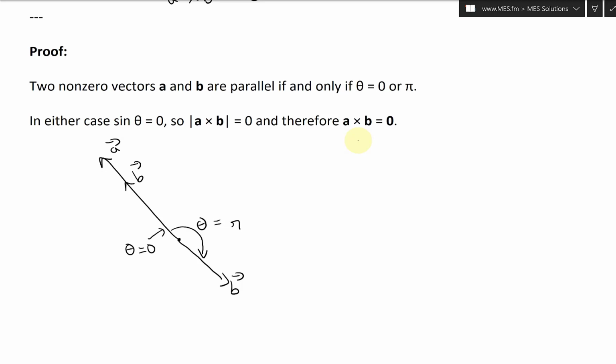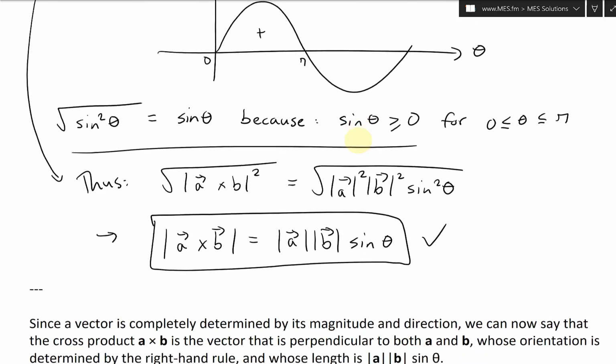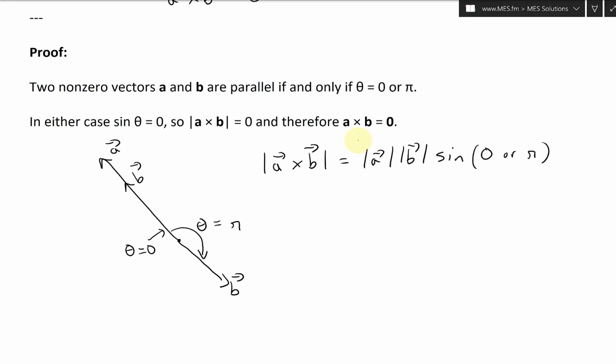So in either case, let's scroll back here. So what we get is the distance A cross B is equal to the length of A times the length of B, and then sine 0, or pi. In either way, it's going to be equal to 0. Sine of 0 or pi equals 0, so this whole thing becomes 0.